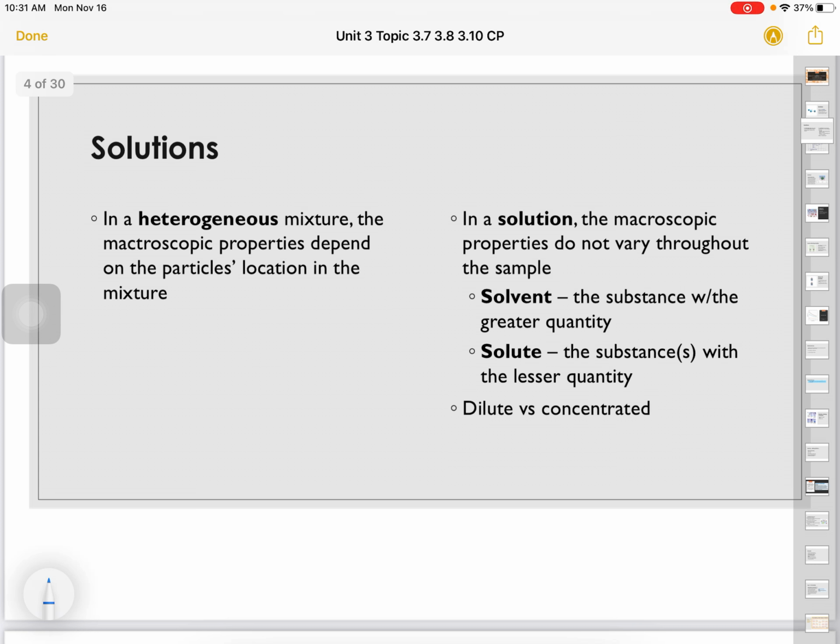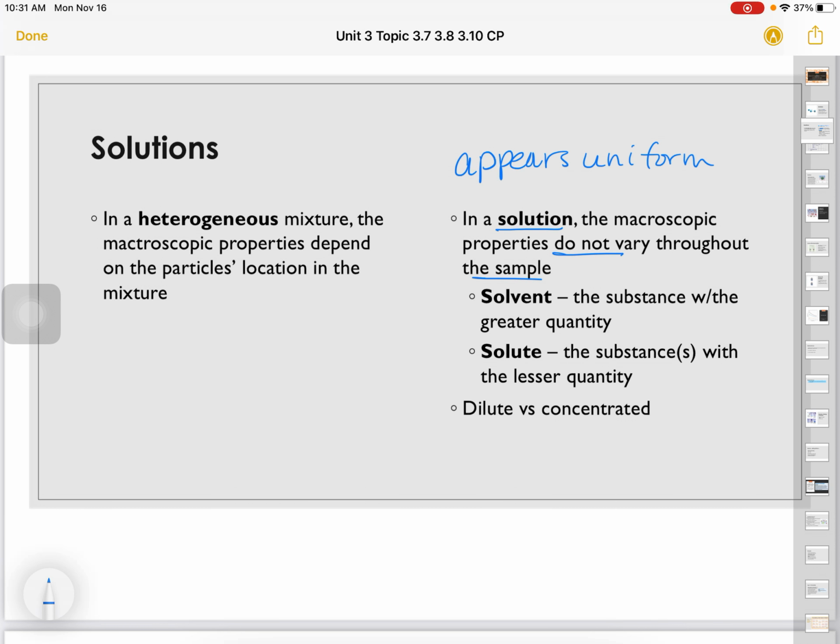When you're dealing with heterogeneous mixtures, as a contrast, these are not solutions, the macroscopic property, so the appearance of the mixture, depends on the particle's location in the mixture. But for solutions, the macroscopic properties do not vary throughout the sample. It appears uniform in composition. So any particular sample I would take would look extremely identical. So if you think Kool-Aid, if I take like a sip of Kool-Aid, every sip should taste the same. But if I had a salad, every forkful of my salad could have different properties because it's heterogeneous.